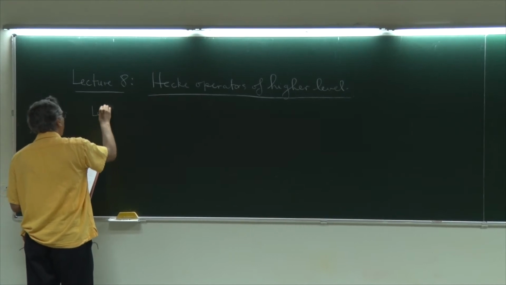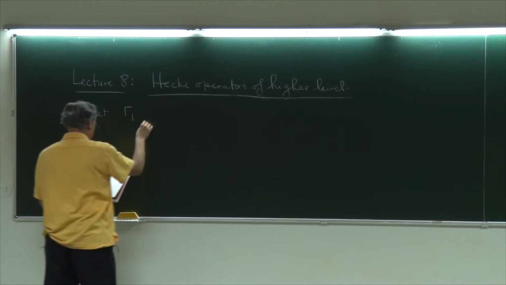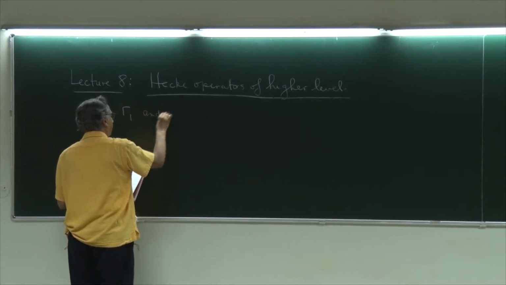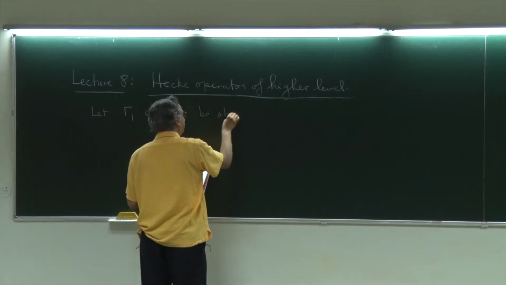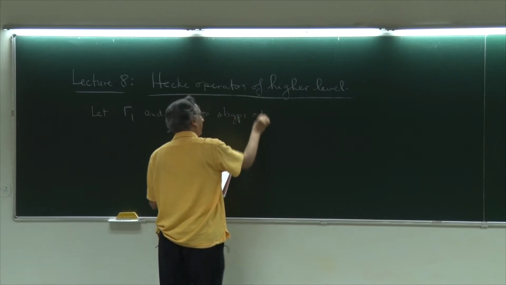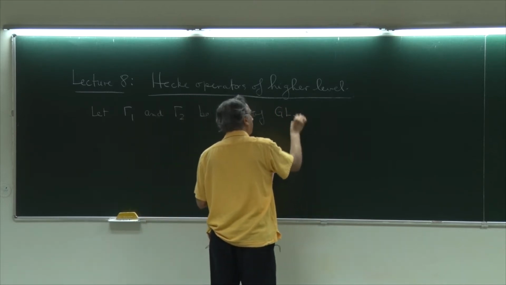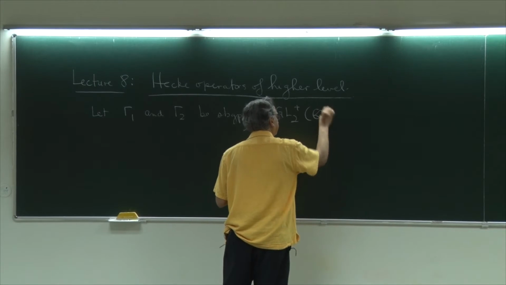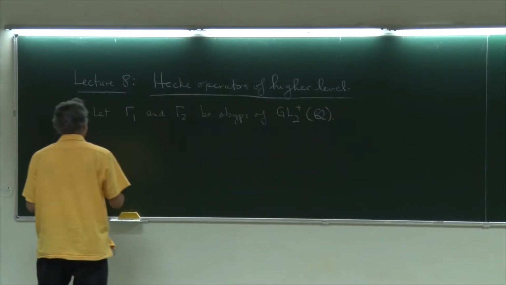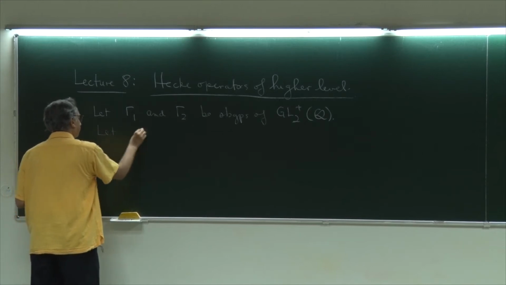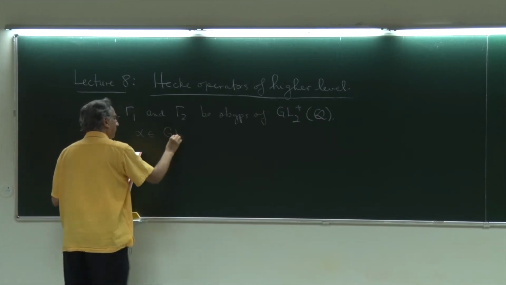Okay, so let Γ1 and Γ2 be subgroups of GL2+(Q). And let α be in GL2+(Q).